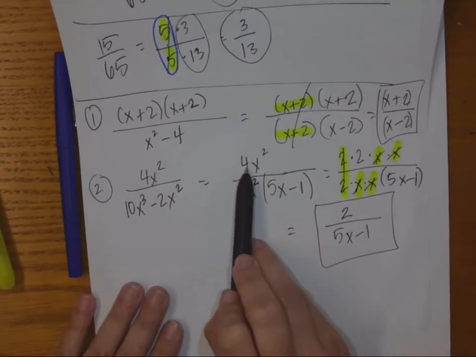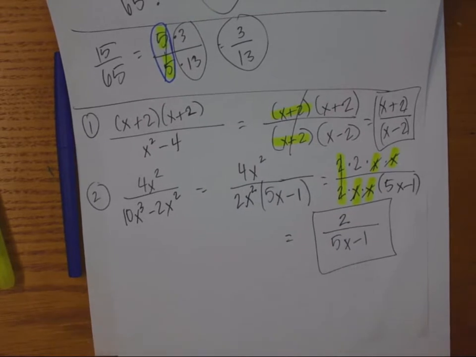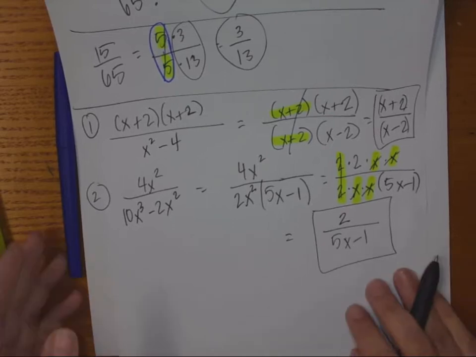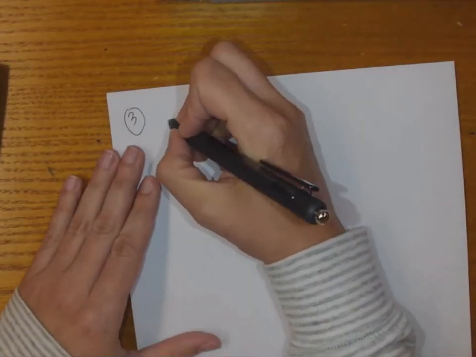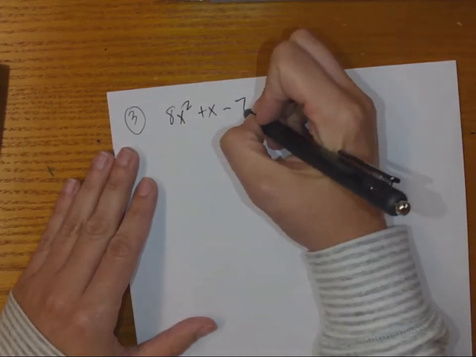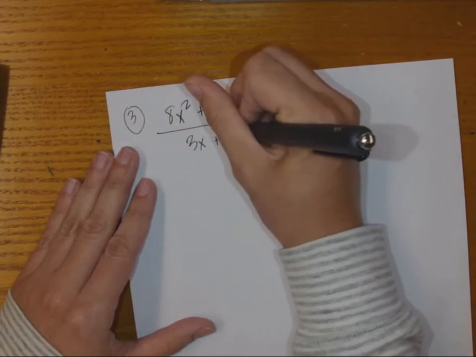Okay, if you could see it here and think, oh, well, 4 divided by 2 gets you a 2, and the x squares cancel out, that's fine also. Okay, so let's do some more problems similar to that. If I had the problem, let's see, 8x squared plus x minus 7 over 3x plus 3.